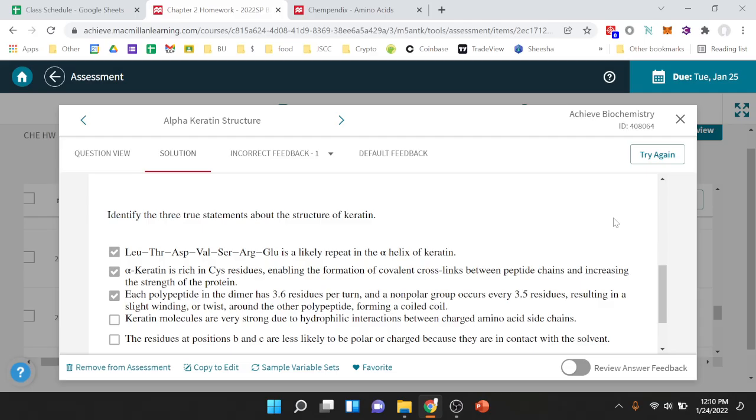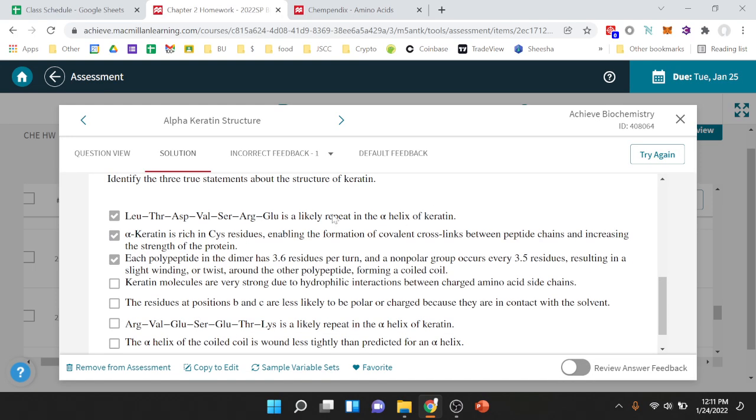Okay, so we need to identify 3 true statements. There's 2 ways we can do this. We can either come up with 3 true statements or eliminate the ones that are not true, right? So this one is a little bit complex.